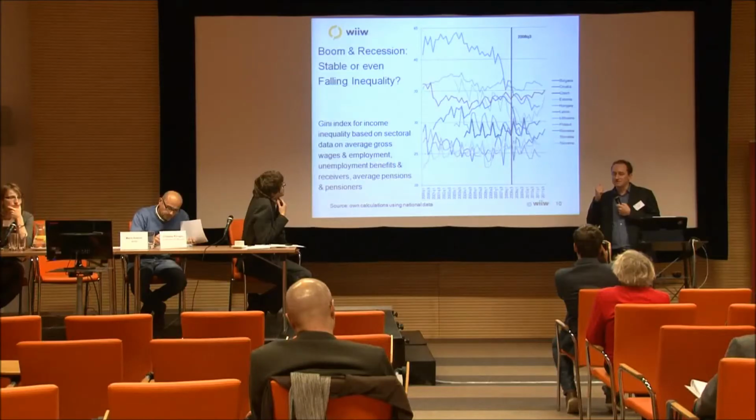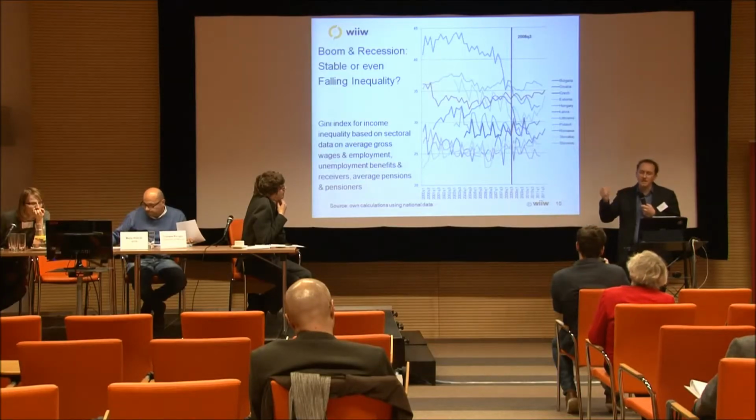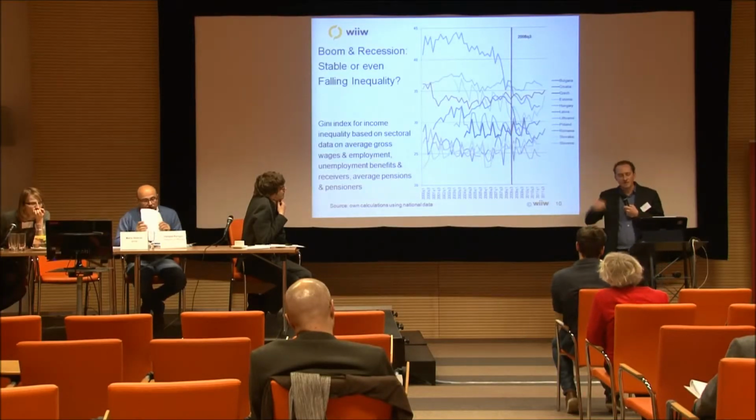data, basically sectoral data. Yeah? If possible, two-digit industry level, average wage, average employment. I added average unemployment benefits and average unemployed persons, average pensions, and average number of pensioners receiving pensions. Yeah? And with this help, I tried to calculate some type of a Gini coefficient, basically on a quarterly basis. And I wanted to see, okay, what happened before and after the outbreak of the global financial crisis, basically.